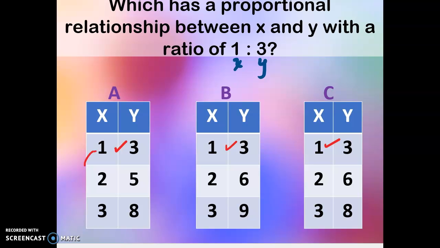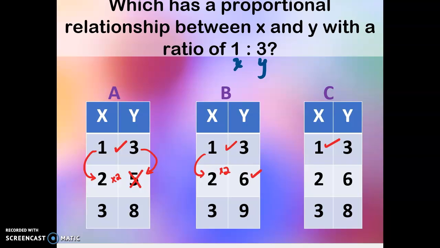So here we have from 1 to 2. We're going to multiply by 2. So 1 times 2 is 2. 3 times 2 is 6? No, that's incorrect. On the second one, 1 times 2 is 2. 3 times 2 is 6.